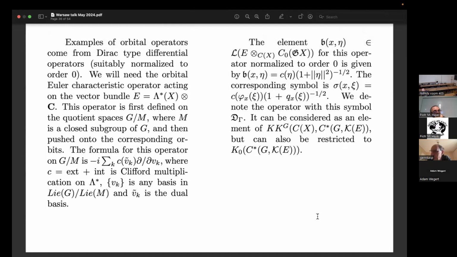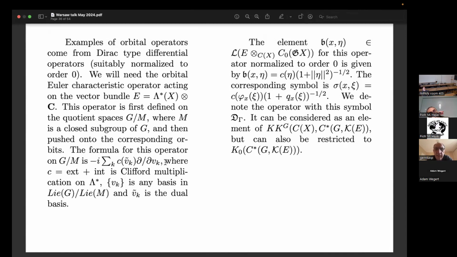Now what we need are the orbital operators, like Dirac type operators and Euler characteristic operators. We can define them using the usual formulas and then normalize.